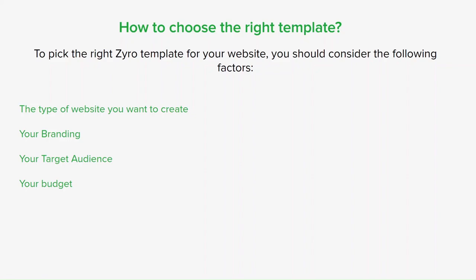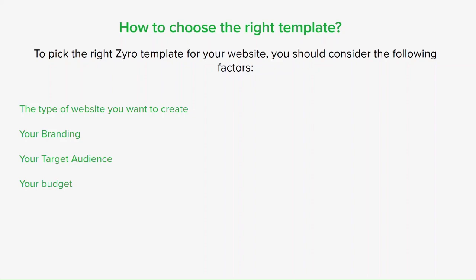Once you have considered these factors, you can start browsing through Zyro's templates and find the one that you like. You can filter by template type, industry, and features, and you can also preview the templates to see how they'll look. Once you find a template that you like, start customizing it, start making it your own. Change the colors, the fonts, the images, and the text to match your branding. You can also remove elements from the template, and you can create a website that's exactly what you want.